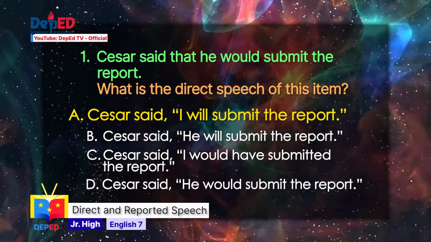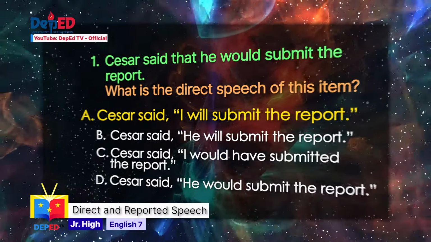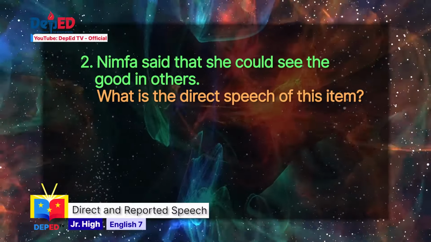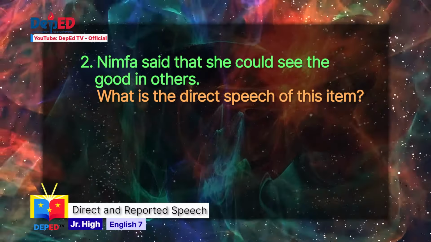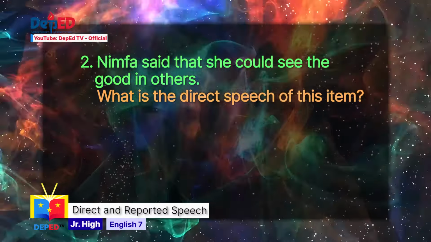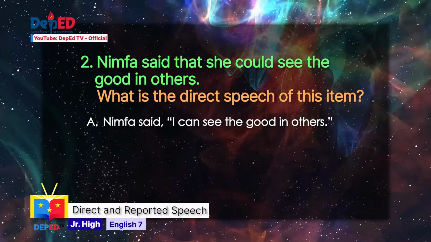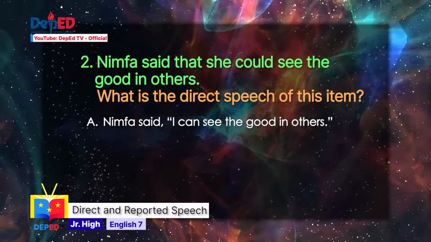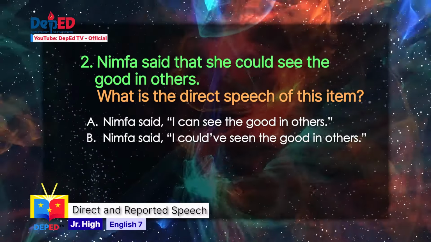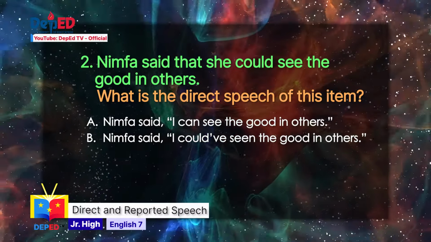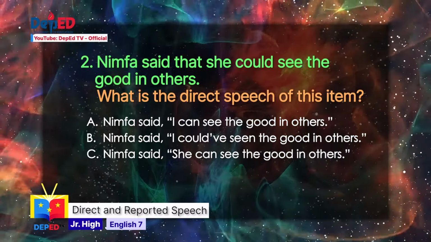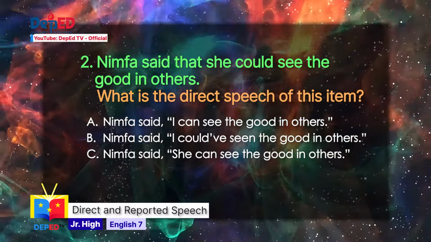Nympha said that she could see the good in others. What is the direct speech of this item? Letter A. Nympha said, I can see the good in others. Letter B. Nympha said, I could have seen the good in others. Letter C. Nympha said she can see the good in others. Or letter D. Nympha said she could see the good in others.